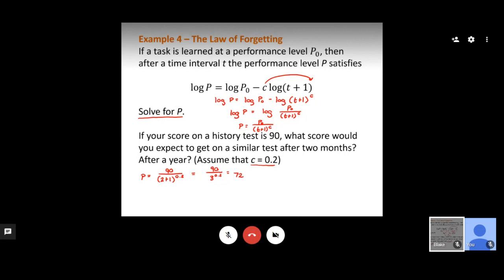And so basically what this tells us is if we initially made a 90 on a history test and we waited 2 months, we're naturally going to forget some things, and we could expect after 2 months that we'd probably get about a 72 on that test, according to this model, right? Any questions on that one?